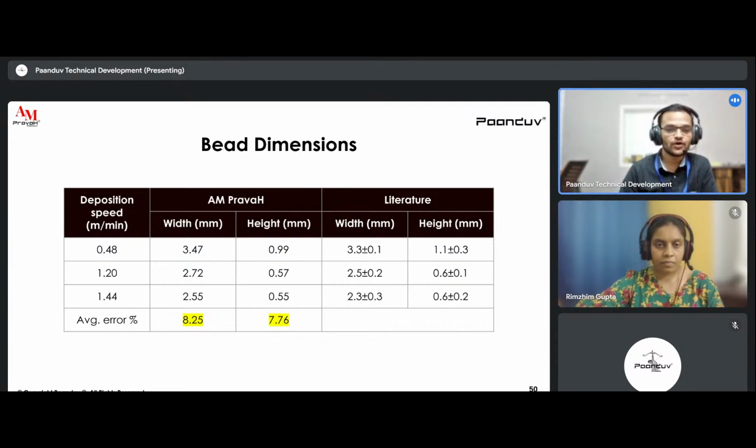And for the last case of 1.44 meters per minute of deposition speed, the predicted width is around 2.55 mm and the predicted height is around 0.55 mm. From the literature, the width is around 2.3 mm and the height is around 0.6 mm. The average error percentage for the predicted width is 8.25% and the average error percentage for the predicted height is 7.76%.